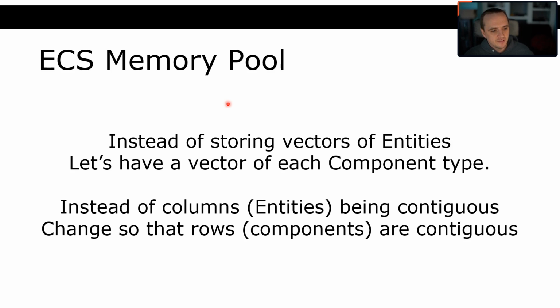Here's how we solve that second problem, where we want components to be contiguous rather than entities being contiguous. Okay, so how do we do that? Instead of storing vectors of entities, we're instead going to have a vector for each component type. So instead of the columns, which were entities being contiguous, we're going to change it so now the rows, or the components, are contiguous.